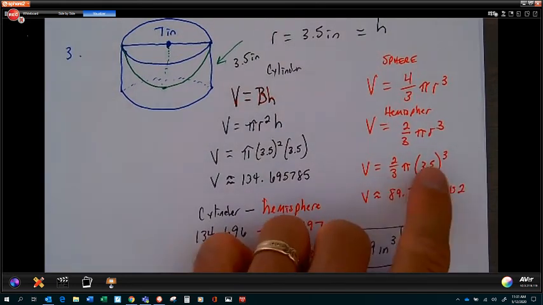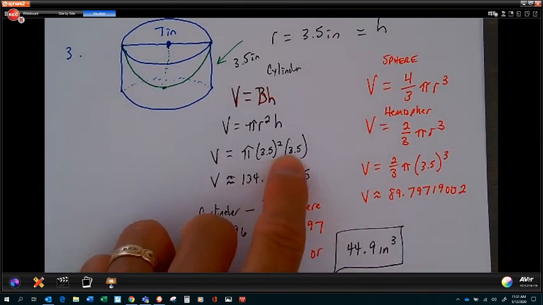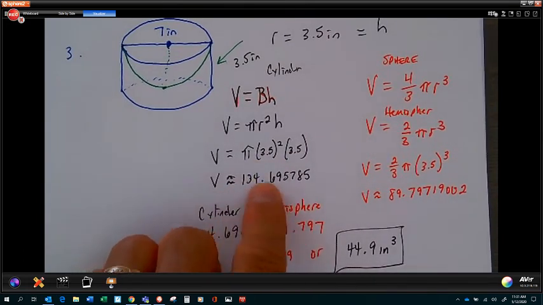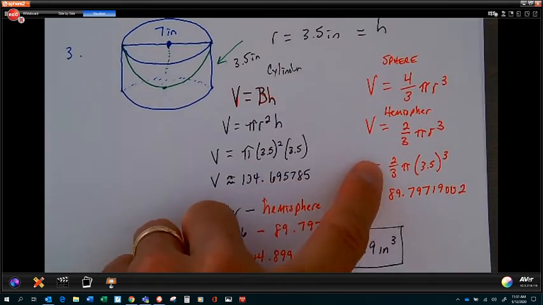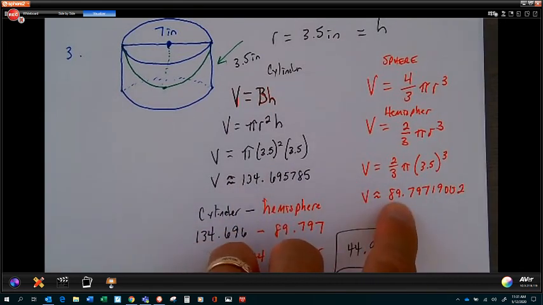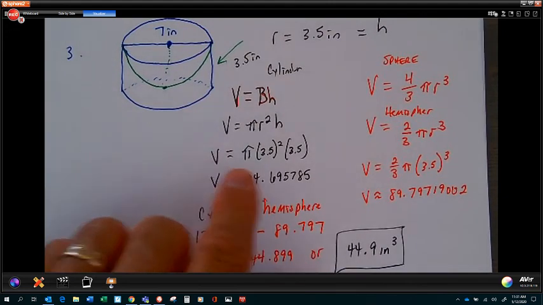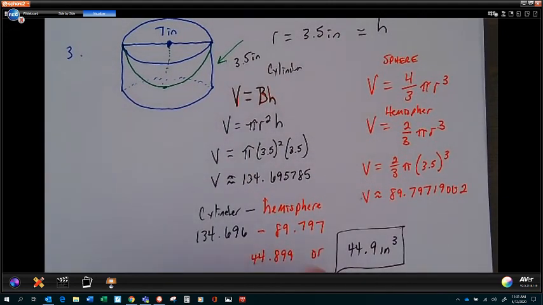And if you notice, 3.5 is cubed here. Technically it's cubed right here too, so all you have to do is take the volume here and multiply it times 2/3. So if you take 134.695785 times 2 divided by 3, you're going to get that number. So you didn't have to plug it in again if you didn't want to. And then we take the cylinder minus the hemisphere and that gives us 44.9 cubic inches.